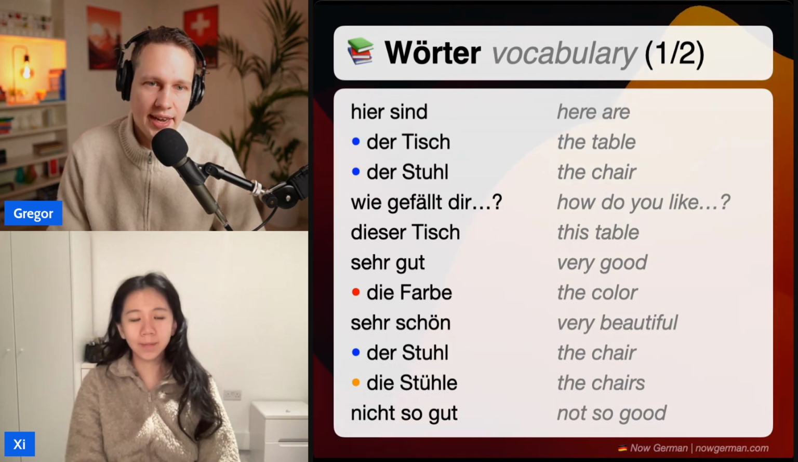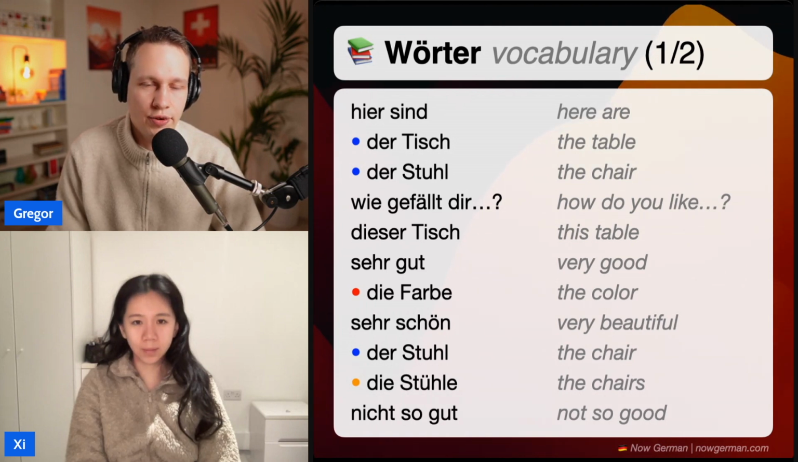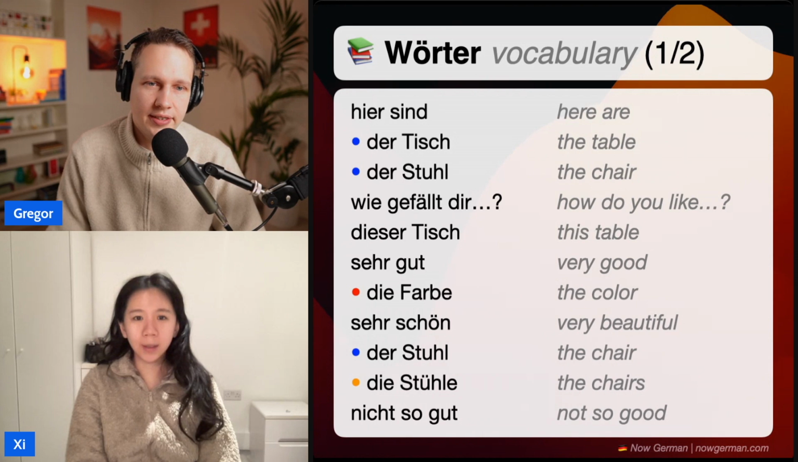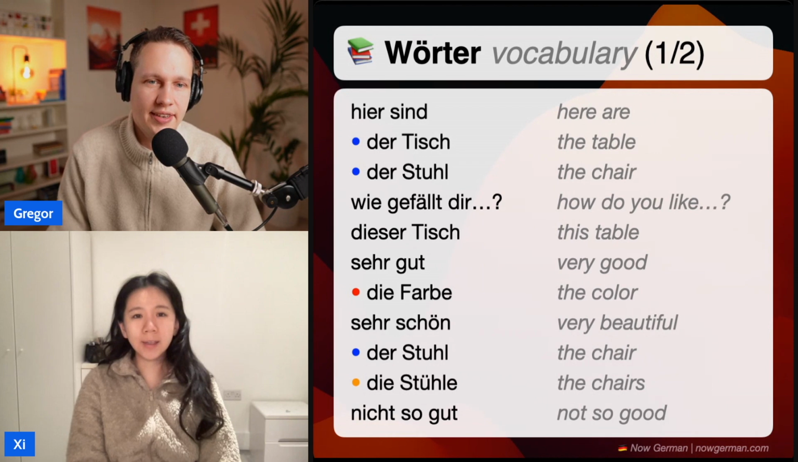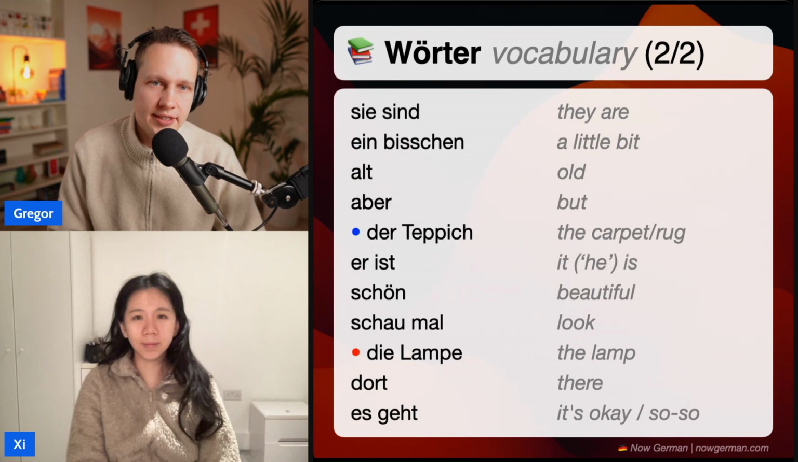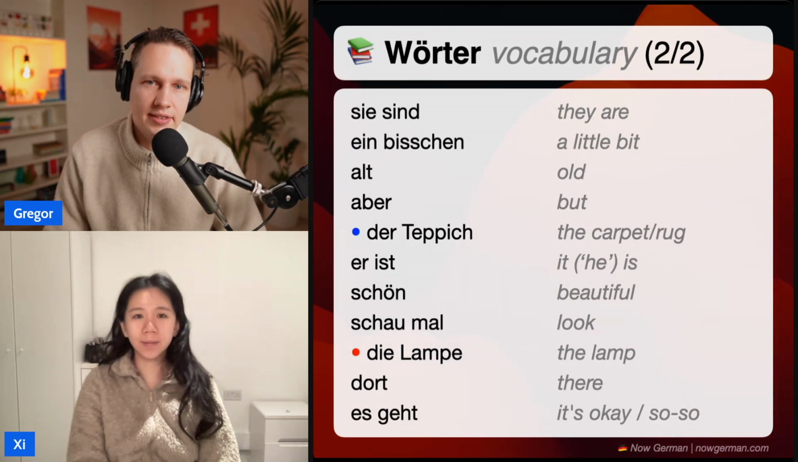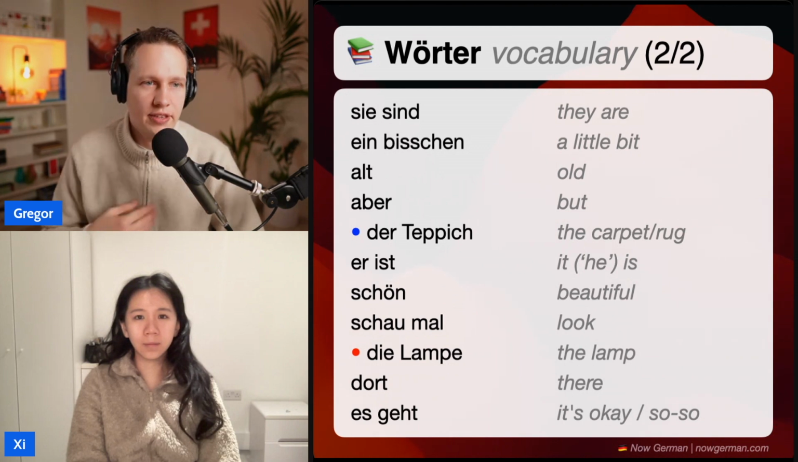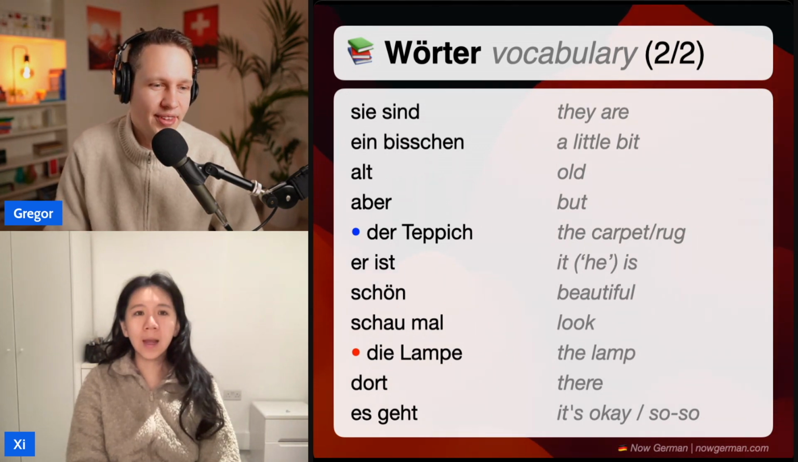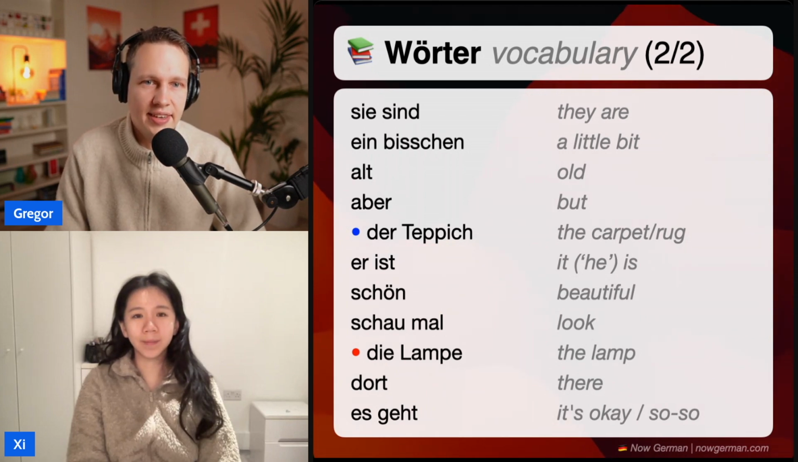We actually already had the chair up there. How would you say the chairs in plural? Die Stühle. That's right. And then not so good is? Nicht so gut. Yes, nicht so gut. That's right. And then we have a few more words. Sie sind. They are. And ein bisschen. A little bit. For example, I speak a little bit German. How could I say that? Do you know that? Ich spreche ein bisschen Deutsch. Exactly.